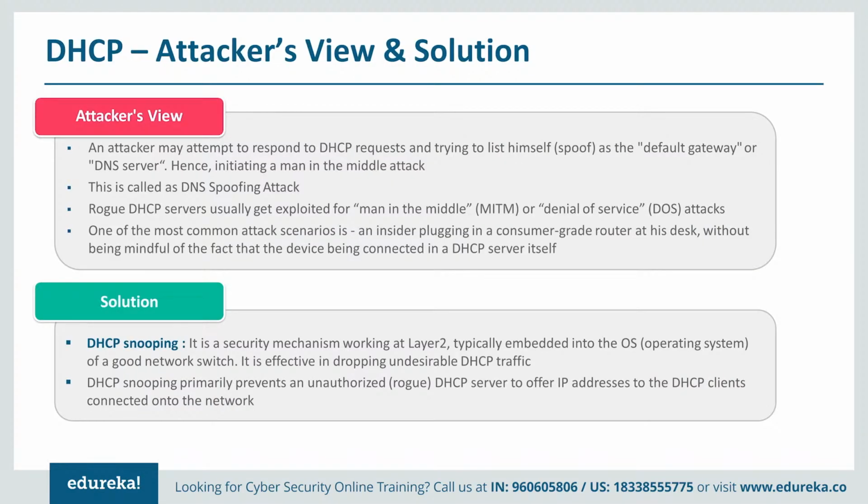So from a DHCP point of view, let's look at what an attacker does. The attacker also spoofs into the network. Once he gets access to the default gateway, he can obviously spoof any traffic coming in and going forward. He can manipulate it with a man in the middle attack or a denial of service attack.